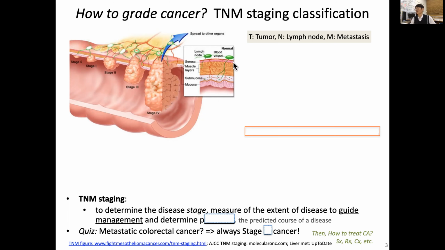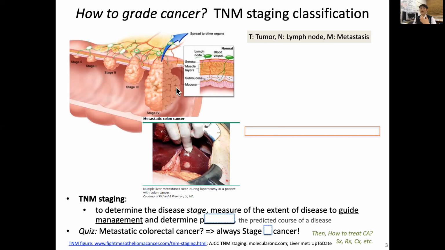So this is an inset showing that it arises from the mucosa area, where the epithelial tissue of the colon is, and also the submucosa. The epithelium is on top of the basement membrane, and beneath, on the other side, there are blood vessels and lymphatic vessels, which are in the submucosa and also in the muscle layer and serosa.